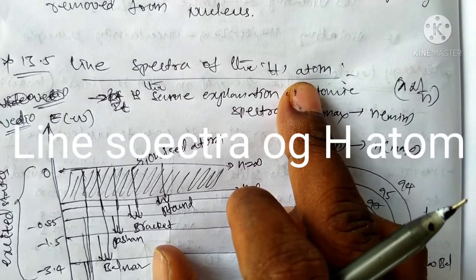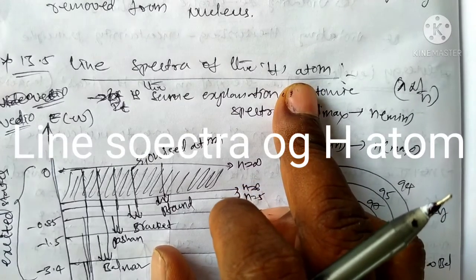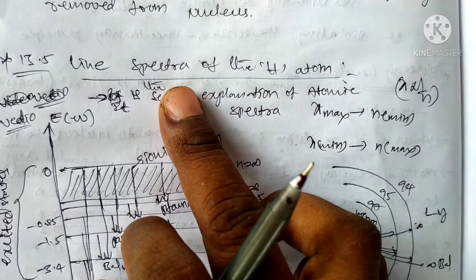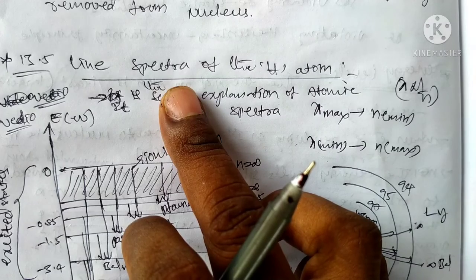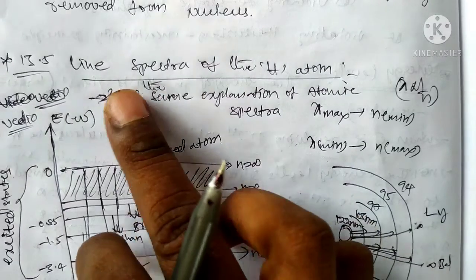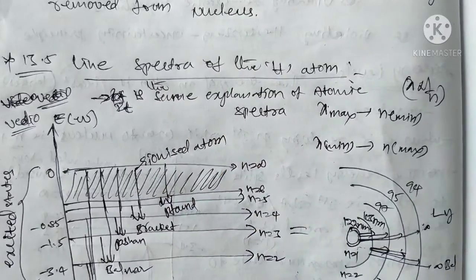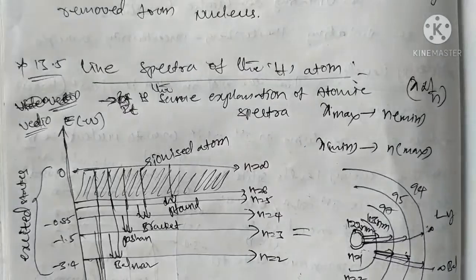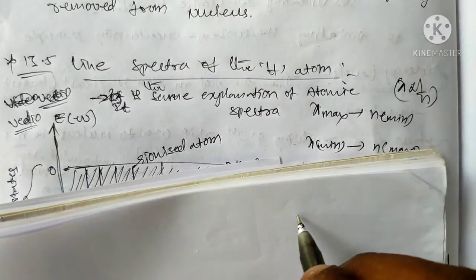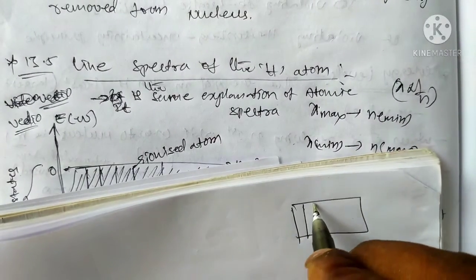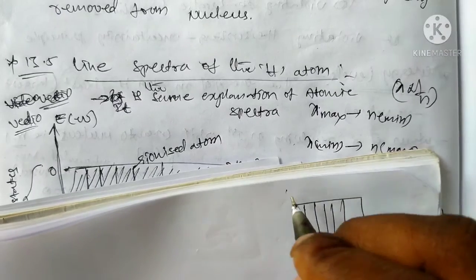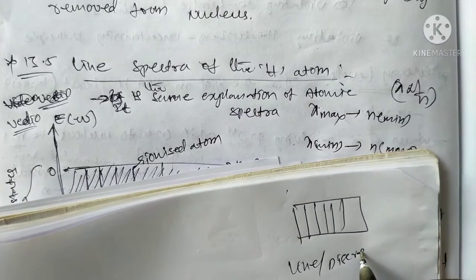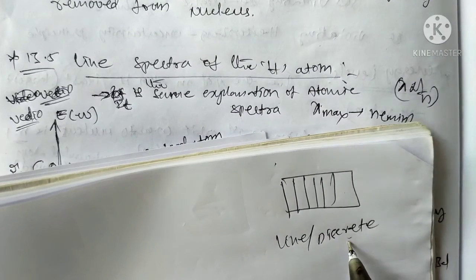This is similar to the atomic spectrum, that is, the line spectrum. The atomic spectrum can be divided into two parts: absorption spectra and emission spectra. Emission spectra give the line spectrum. Line spectra look like this. These lines are a discrete spectrum, or line spectrum.